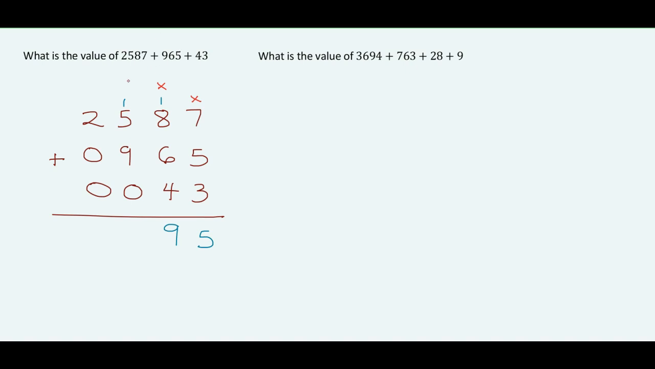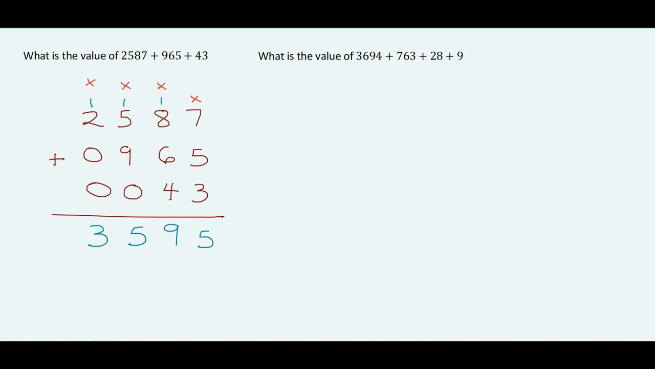And now we go over to the hundreds position. 1 plus 5, 6 plus 9, 15 plus 0, 15. So I'm going to write a 5 over here and carry up a 1. And then we finally go to the thousands position. 1 plus 2 is 3, plus 0, 3 plus 0, we have 3. That's the solution to that.